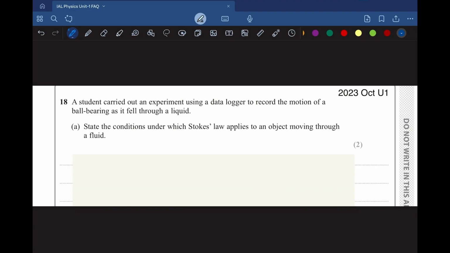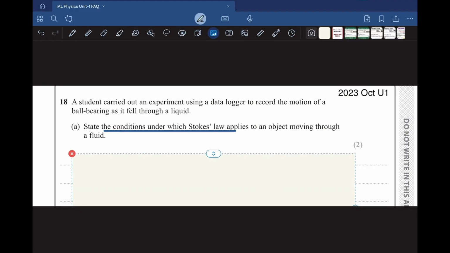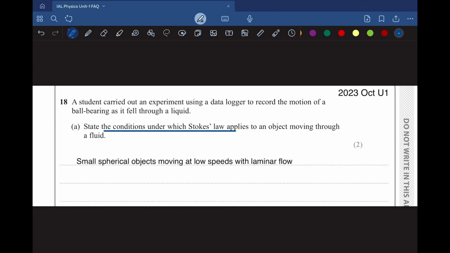We know for Stokes' law to be applied, this is a very common question. The conditions for Stokes' law, we know the ball needs to be spherical and the ball needs to be small so that it flows with laminar flow. Small spherical objects moving at low speeds with laminar flow, and it has to be spherical as well. It has to be small as well. These are very important things. And it has to move at low speeds with laminar flow. So these four things are very important. Memorize this one because this is a very common question.